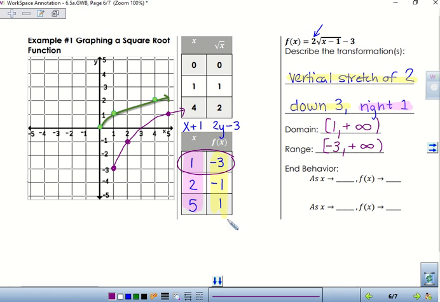Yes. So why would the domain be 1 again? Because there's a point at 0, right? We're talking about the one in the purple, not to be confused with the original.